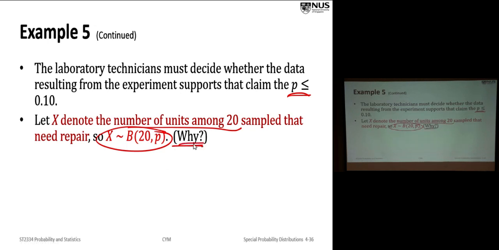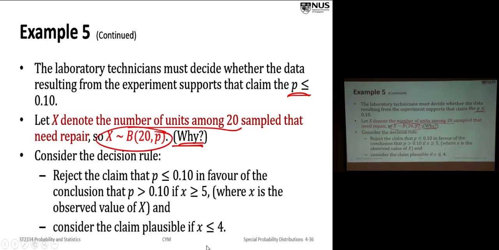So why is it binomial? You should know that because we have 20 trials, 20 units. Each unit is considered a trial, and each unit either needs or does not need the repair. So now, the technician's decision rule is that I will reject this claim if I find out that there are more than 5 units that need repair. So that's his decision rule.